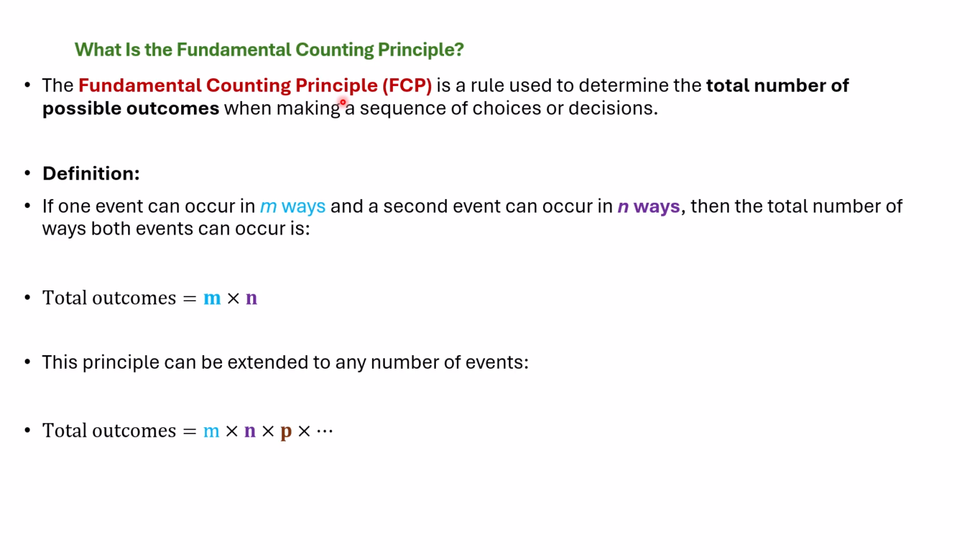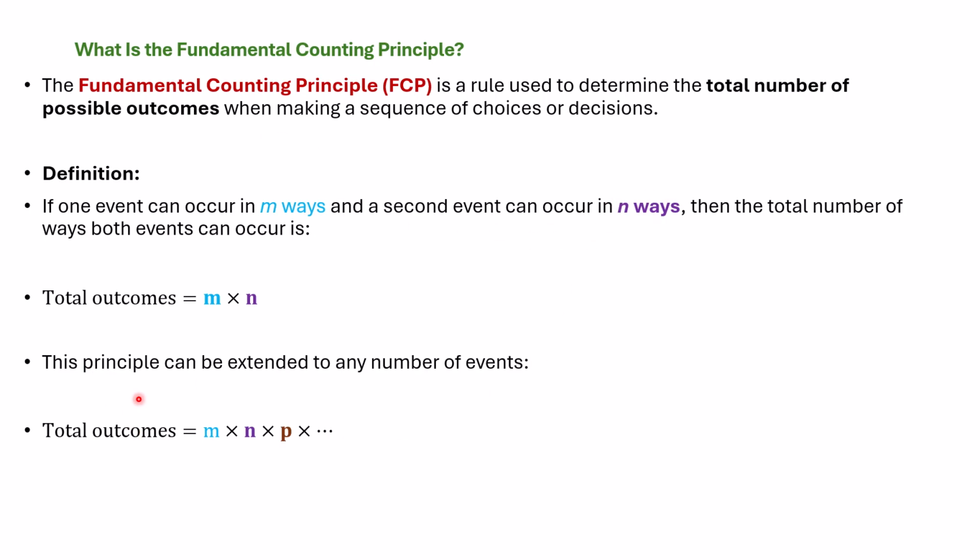The fundamental counting principle, labeled as FCP, is a rule we use to determine the total number of possible outcomes when making a sequence of choices or decisions. When you make choices or decisions, playing lotto and all that, or in a casino, etc. But per definition, we say if one event can occur in m ways, and a second event can occur in n ways, then the total number of ways both events can occur would be m times n. So we're simply multiplying the different amount of ways the events can take place.